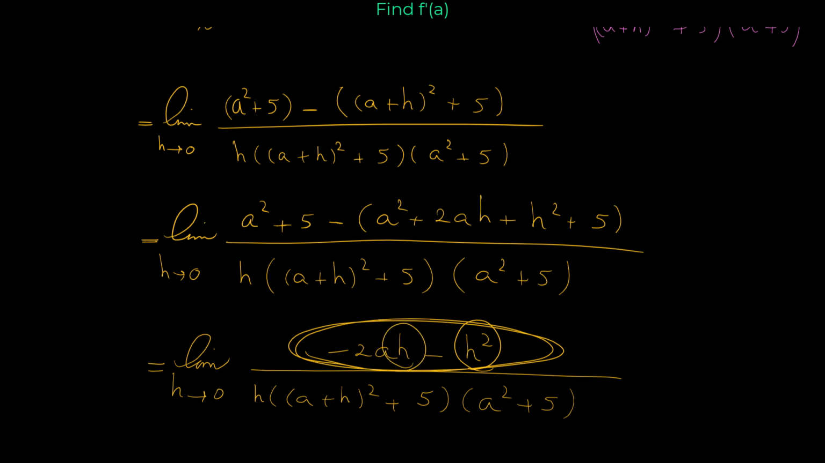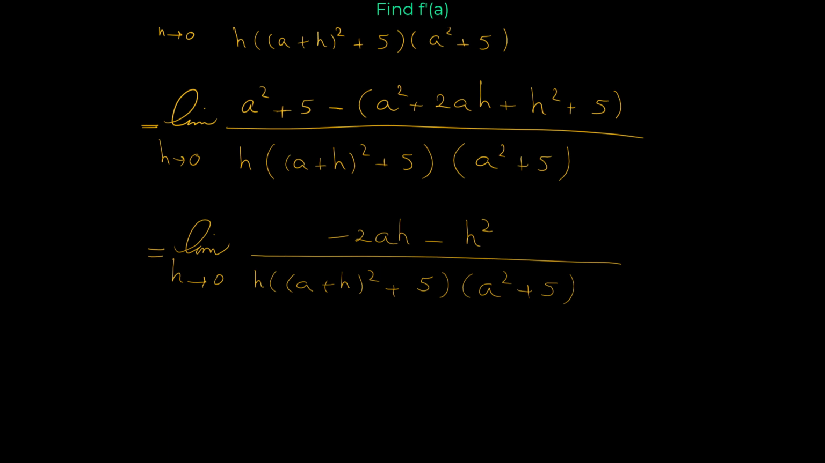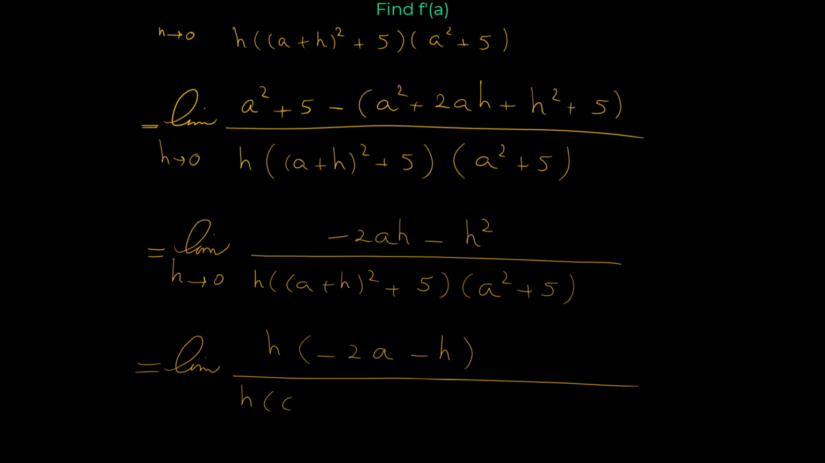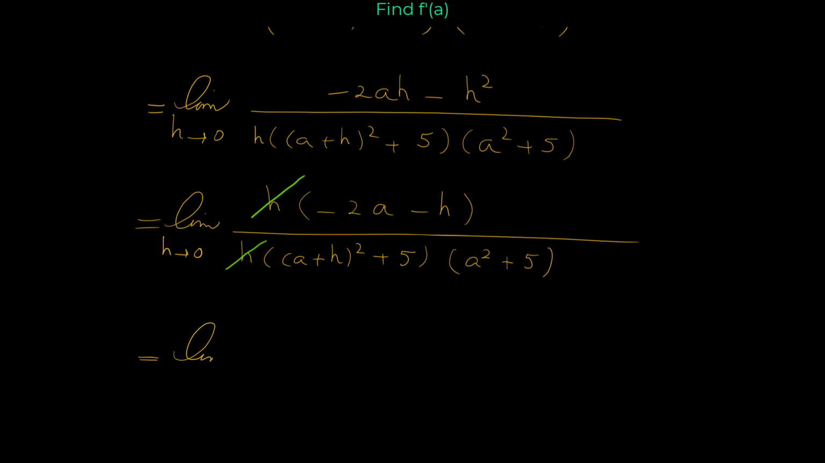Look at this numerator. Between this term and this term, as you can see, we have h in common. So we factor h and then we cancel h from the numerator with h from the denominator. If we factor h, then we get limit h times (negative 2a minus h) over h times (a plus h) to the 2 plus 5 times (a2 plus 5). The h from the numerator cancels with h from the denominator. Then we have limit of negative 2a minus h, and in the denominator we have (a plus h) to the 2 plus 5 times (a to the 2 plus 5).